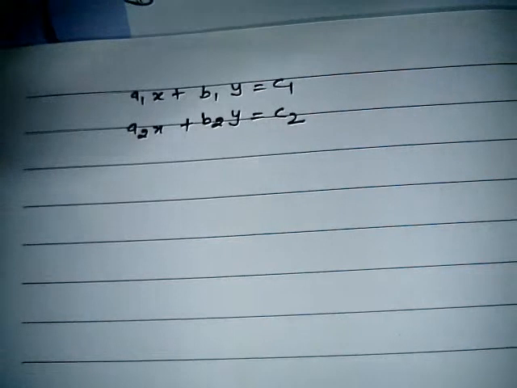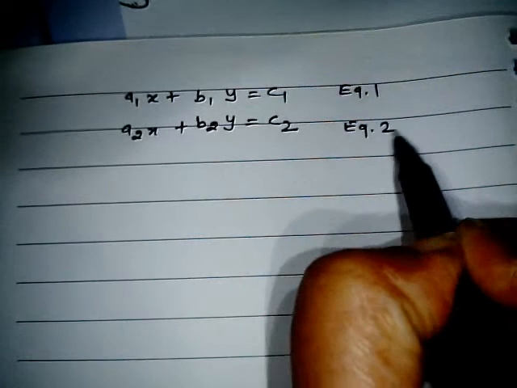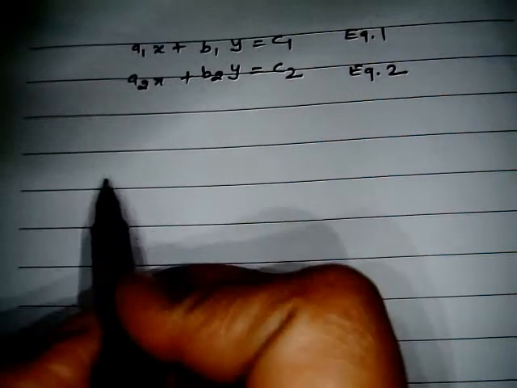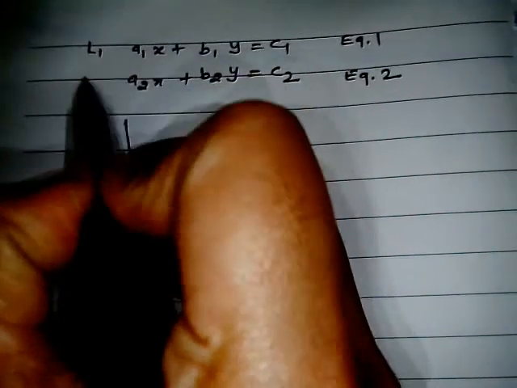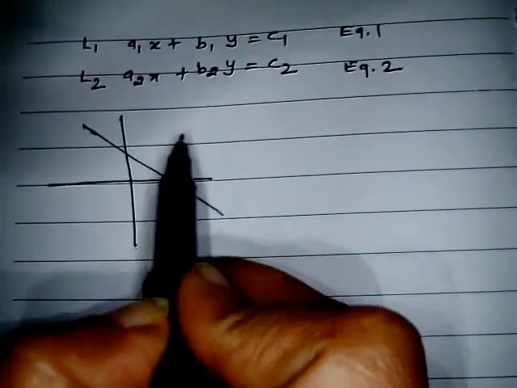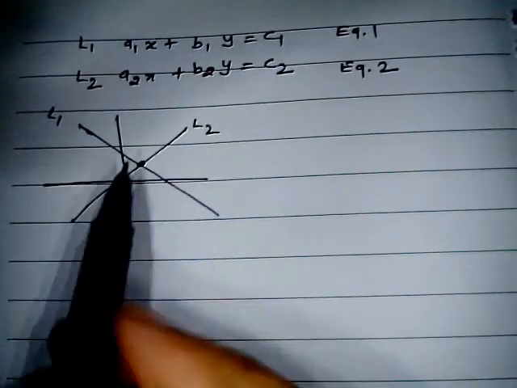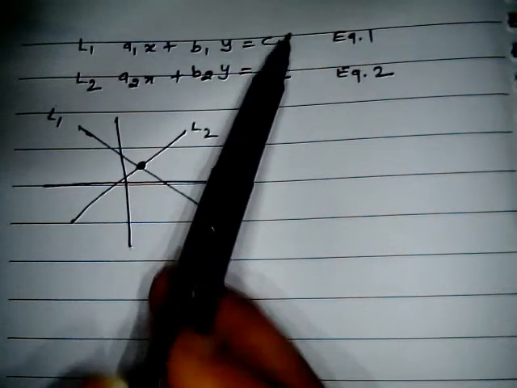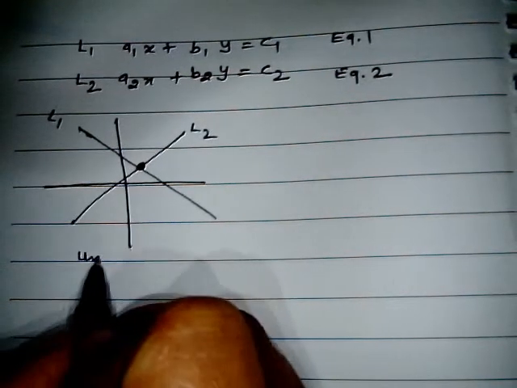So these are the two equations, and when you plot the graph for them by the graphical method, three types of graph exist. Suppose this is the L1 equation and this is the L2 equation. Either the lines will be intersecting. This is the graph for the L1 line, this is the graph for the L2 line. Both lines intersect and you get one common solution which satisfies both equations, and this is called a unique solution.